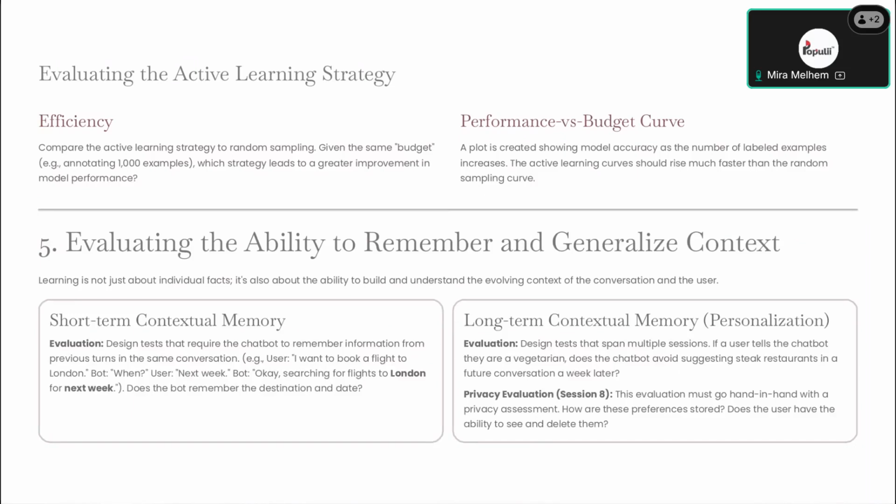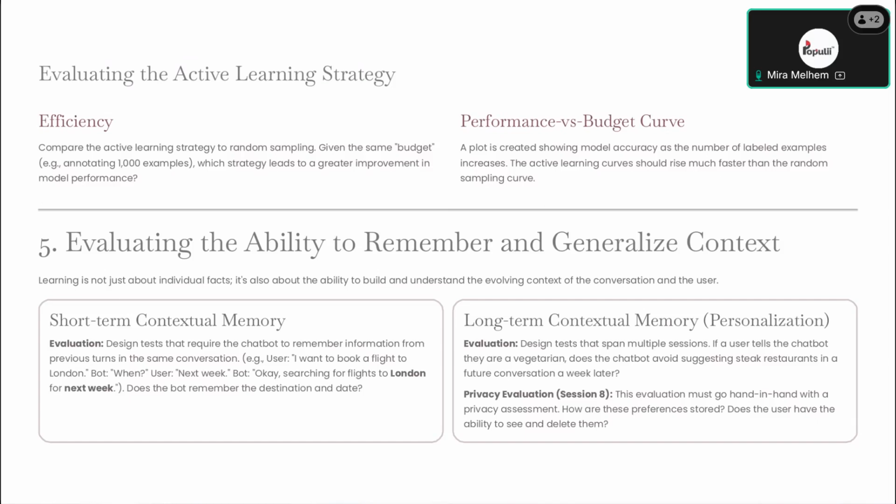Think of it like this. Imagine that we have a budget to annotate 1,000 examples or conversations. We try two approaches here: random sampling and active learning. With random sampling, we annotate 1,000 random conversations, and with active learning, we annotate 1,000 carefully selected conversations that the model is unsure about. So we compare which model improved more and which one learned faster. In real projects, active learning almost always wins because we're focusing on the hard cases, not wasting time on easy ones.